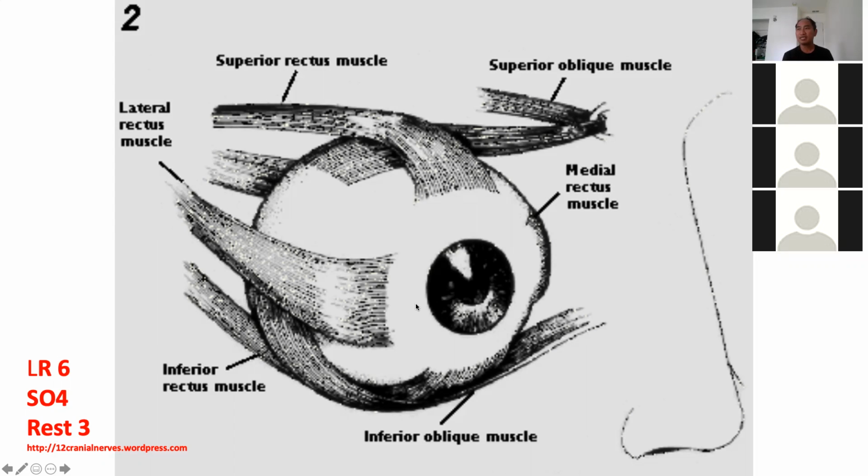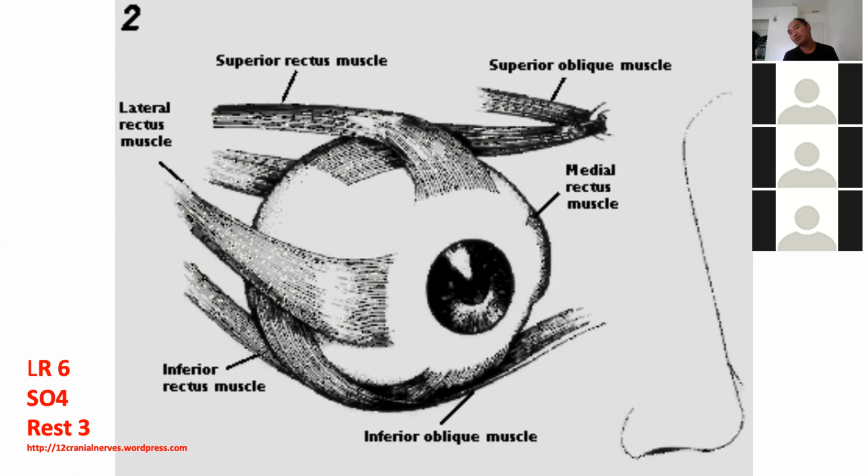so superior rectus, inferior rectus, medial rectus, and inferior oblique, they are supplied by the 3rd cranial nerve. So the good way to remember the nerve supply for the extraocular muscles is LR6, SO4, rest 3. So LR6, SO4, rest 3.